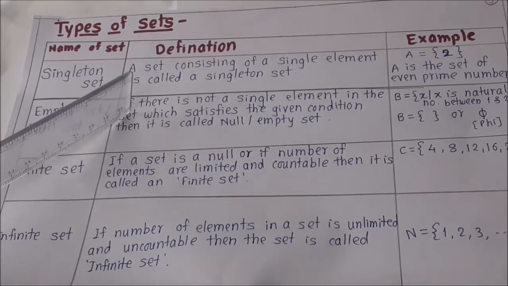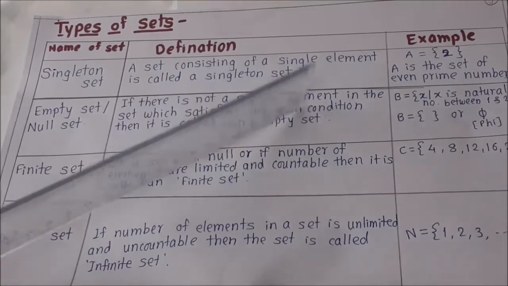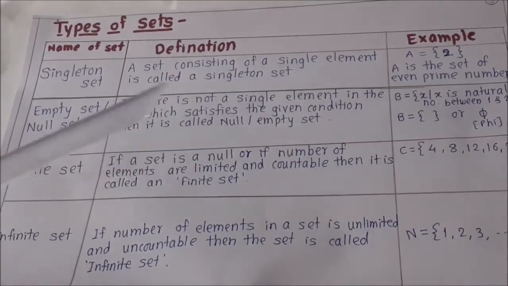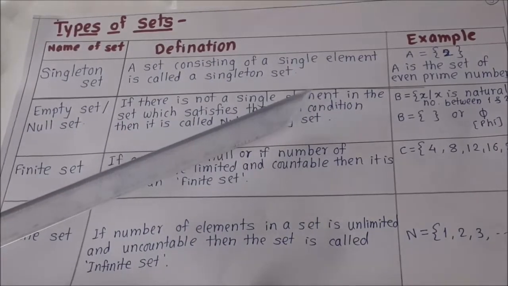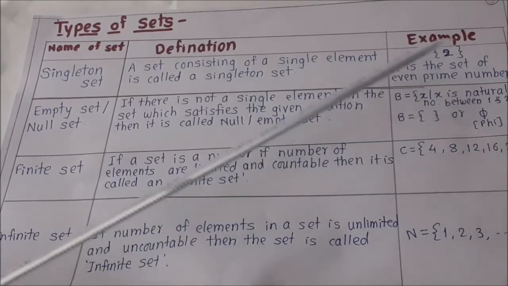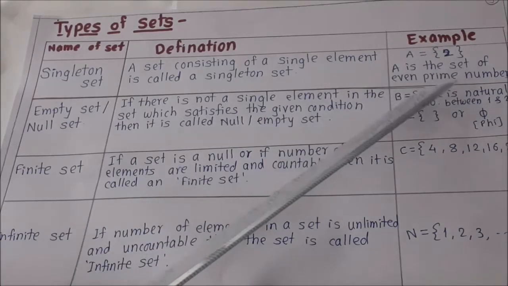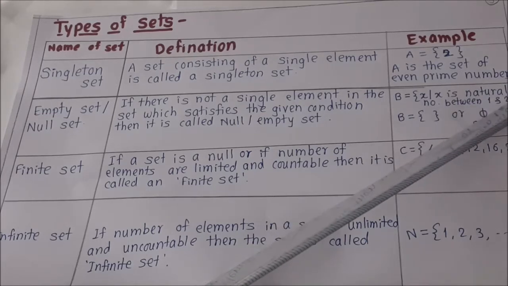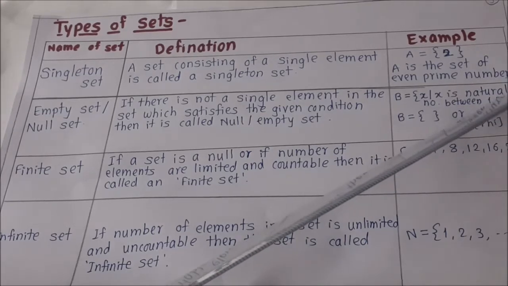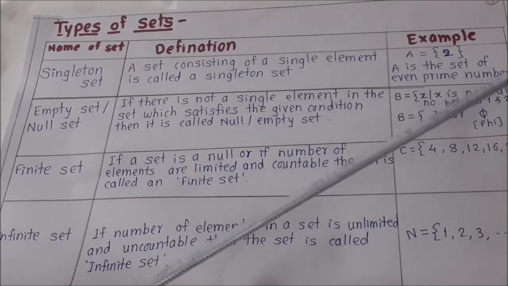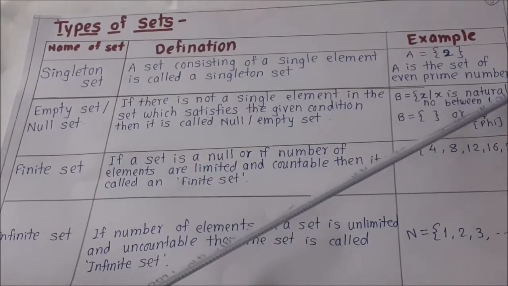Definition: if there is not a single element in a set which satisfies the given condition, then it is called a null or empty set. By observing an example you can understand. Here B is a set of natural numbers between 1 and 2. As all of you know, 1 and 2 are successive natural numbers, hence not a single number is in between 1 and 2.